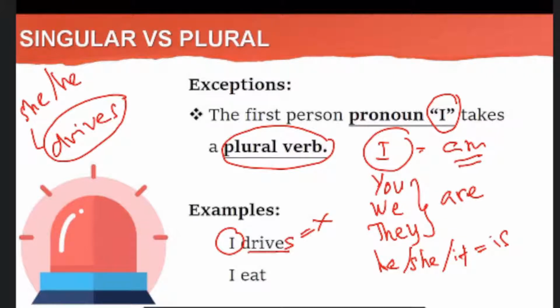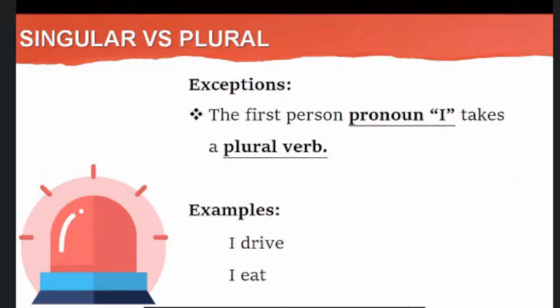Example number 2. I eat. You cannot put I eats. Again, eats, E-A-T-S, will be used for singular subject. I hope I'm not talking too fast and the pace will be suitable for you. But if you have any inquiries, feel free to ask.